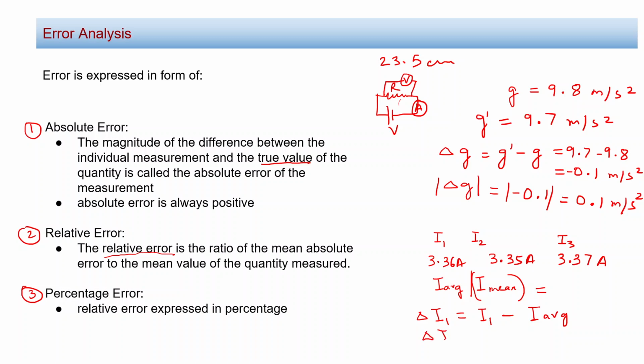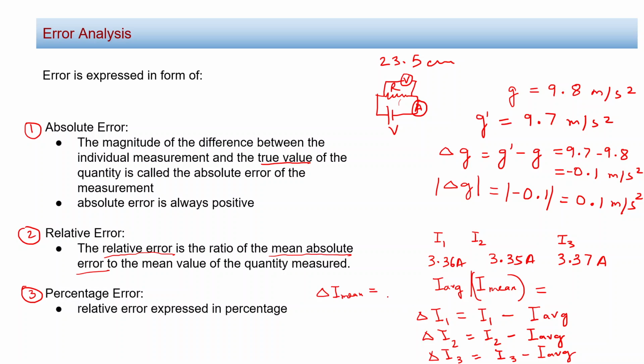Similarly, the error in I2 will be I2 minus this I average. This I average is the same, right? We have taken the average and the value will remain the same. Similarly, we will calculate the error in the third measurement, which will be I3 minus this I average. Now when we take the average of the errors in the first, second, and third experiments, we will get our mean absolute error. So the mean absolute error, delta I mean, will be the average of all these three errors.